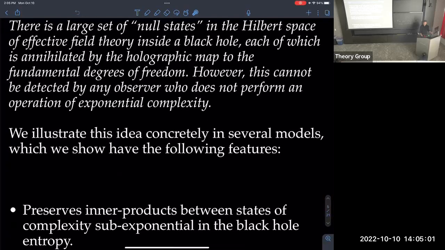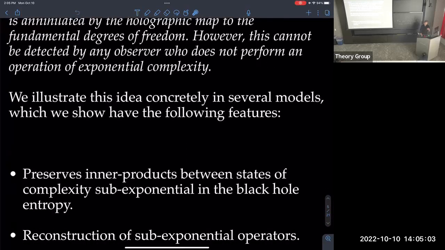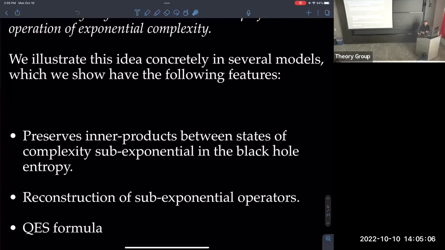So the concrete models that we're going to show have these three nice properties. They're going to preserve the inner products between states of sub-exponential complexity, where sub-exponential means in the black hole entropy. And it's going to allow so-called reconstruction of sub-exponential operators. So it's like a quantum error correcting code, which allows you to reconstruct bulk operators in the CFT. But now the bulk operators that you're allowed to reconstruct are those that have sub-exponential complexity.